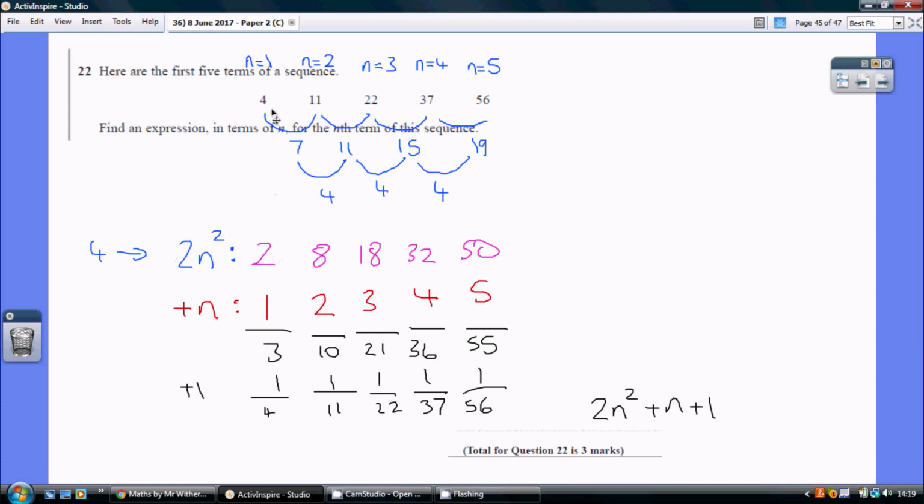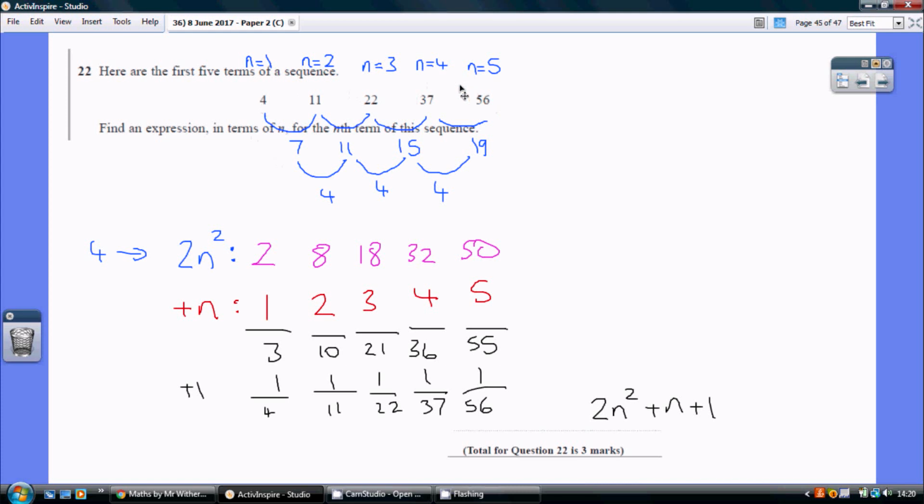Now remember, n is the position in the sequence. So this is when n is 1, n is 2, n is 3, n is 4, n is 5. So 2n squared gives us, here when n is 1, 1 squared times 2 is 2. This 8 is because 2 squared times 2 is 8. 3 squared times 2, 4 squared times 2, and 5 squared times 2. Now at that point we can see that we're still some way off our 4, 11, 22, 37 and 56.